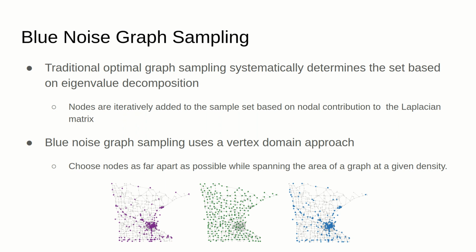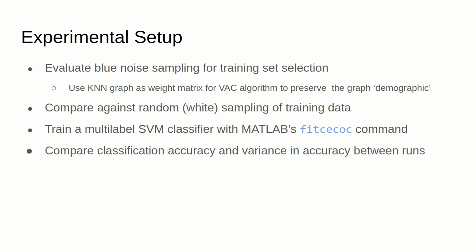And both of these use iterative methods to add nodes to the optimal sampling set. However, blue noise graph sampling is a vertex domain approach and is much more computationally efficient. My experiment is actually using this void and cluster algorithm, which is an implementation of blue noise graph sampling for training set selection in machine learning.